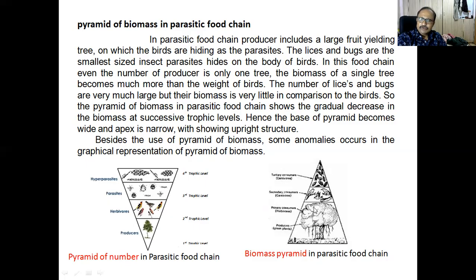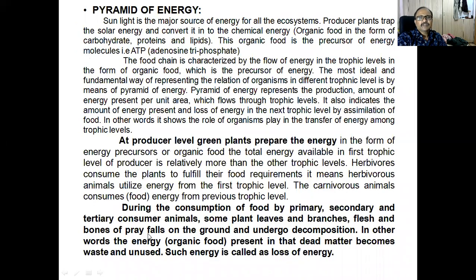Hence, due to decrease of biomass from base to the top, यहाँ पे क्या हुआ है, बायोमास डिक्रीज हो रहा है, बेस पे ज्यादा है, एपेक्स को कम हो रहा है. तो इस सिचुएशन में ये क्या करेगा, it gives the upright structure, खड़ा स्ट्रक्चर. But in pyramid of number, these numbers are increasing from base to the apex and it gives the inverted structure, बराबर. Okay, then pyramid of energy.